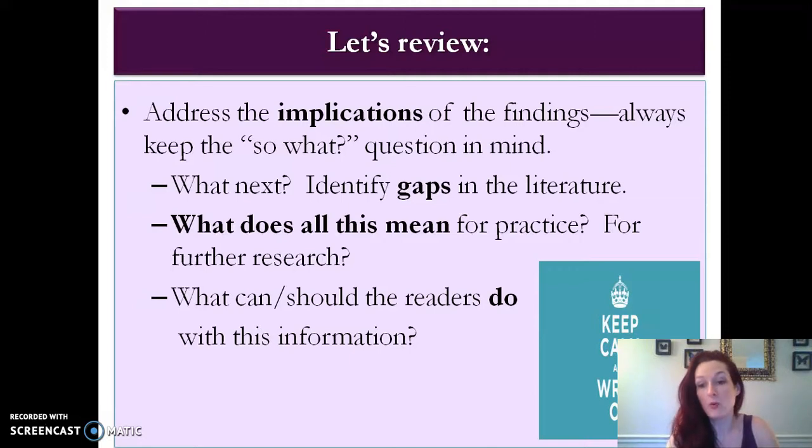Because remember, the whole point of writing a literature review is to have something to act upon, whether that's to make a study of your own, to answer some of the questions and fill some of the gaps in the research, or whether that's to make a practice change because we have enough evidence and strong enough evidence to suggest that that would be a good idea. Whatever your purpose, there's a very practical purpose of a literature review, and it's important to address that.